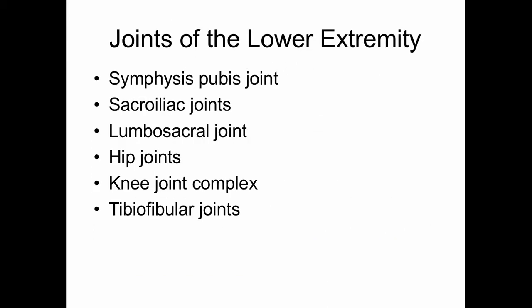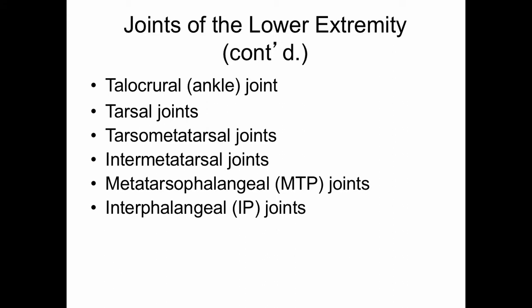In this lecture, we will discuss the joints of the lower extremity listed here: the symphysis pubis joint, the sacroiliac joints, the lumbosacral joint, the hip joints, knee joint complex, and the tibiofibular joints. We will also discuss the patellofemoral joint, the tarsal joints, the tarsometatarsal joints, the intermetatarsal joints, the metatarsophalangeal joints, and the interphalangeal joints.